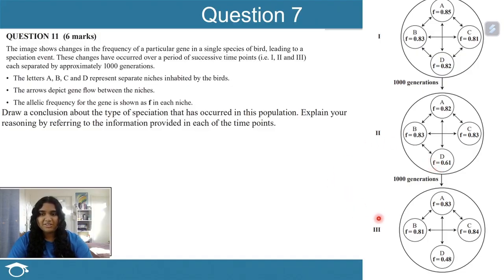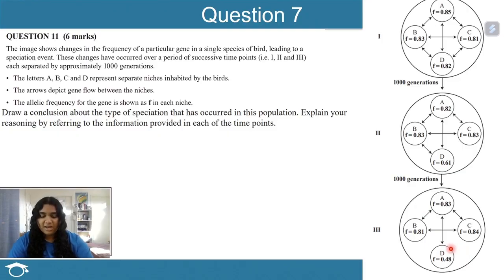Another 1,000 generations have passed, and the gene flow between B and D has also stopped, but it's still interacting with niche A at this point in time. So you've got A, B, and C. The allele frequencies are basically the same, they're all sticking between that 0.8 to 0.85 range, but D has decreased from 0.82 originally to 0.48.